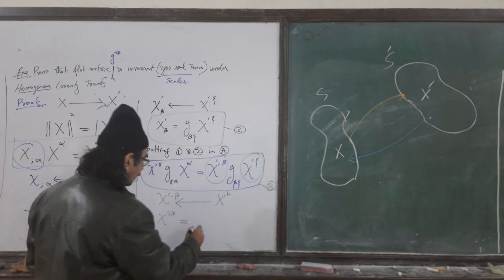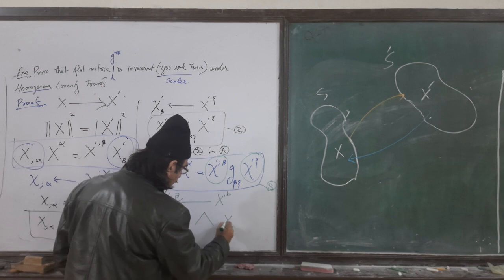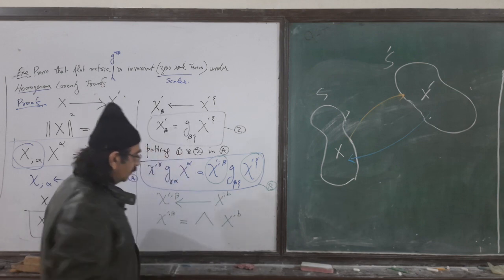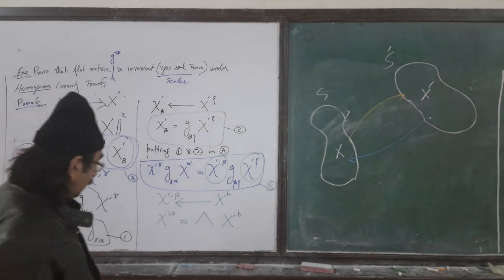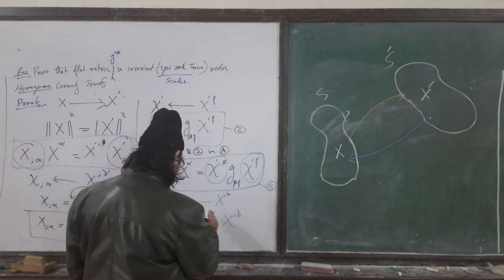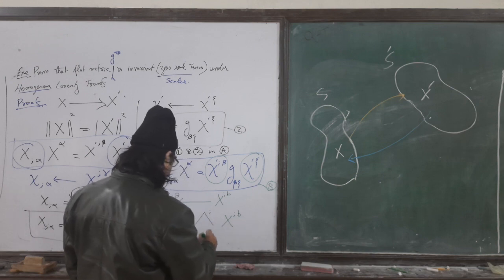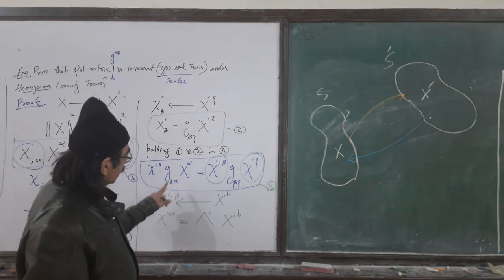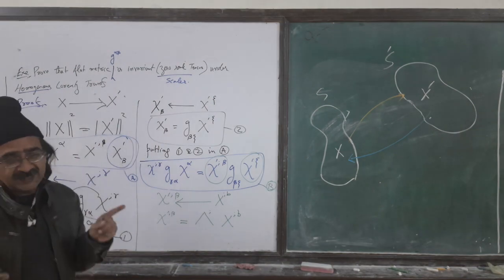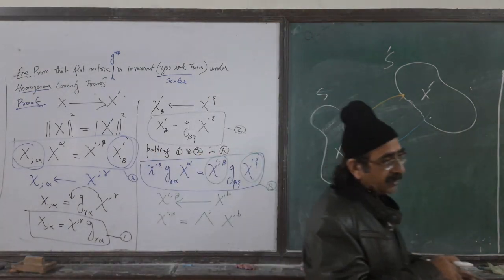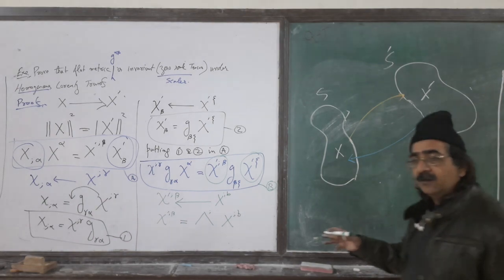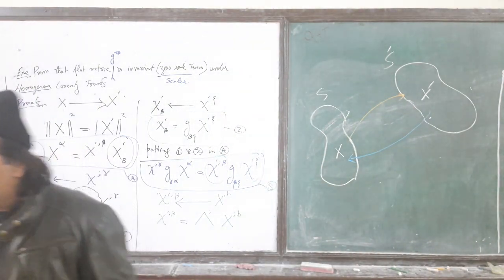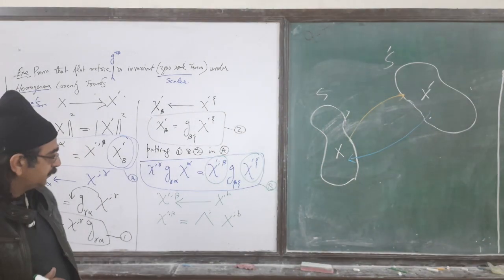This will be equal to... No, we use G to convert covariant into contravariant or contravariant to covariant. But when we are interested in moving from prime to unprime, we have to use gamma. This is the rotation in a flat space.